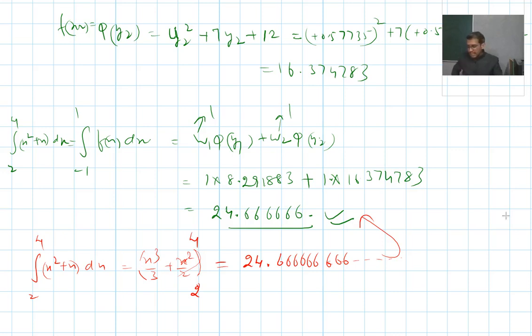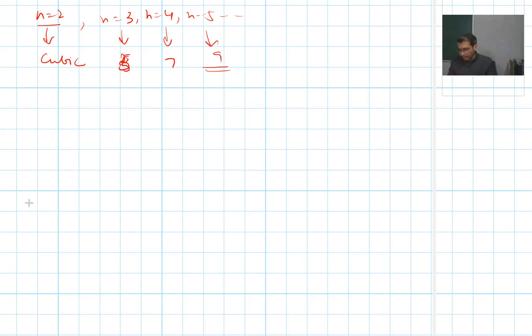Now let us generalize this formula, because here we have taken only 2 points, n is equal to 2. But if we take n is equal to 3 or 4 or 5, how will things change? Here we have taken a cubic polynomial; here we will take a polynomial of 5th order, then a 7th order, and then a 9th order polynomial. So if we take a large value of n, how will things change? Let us make a table for that.